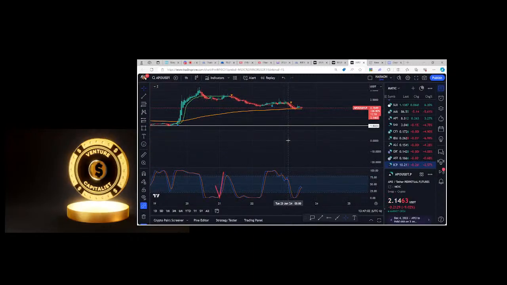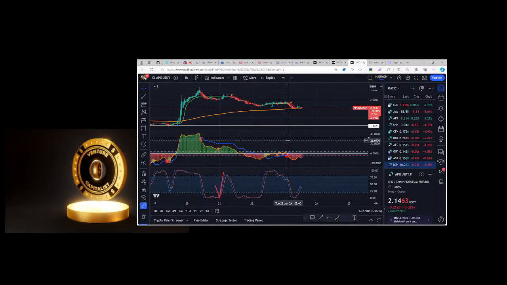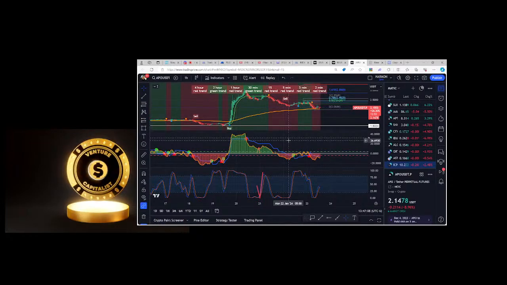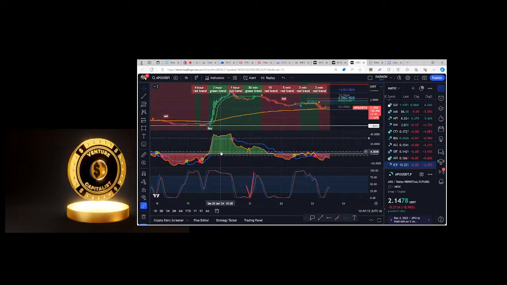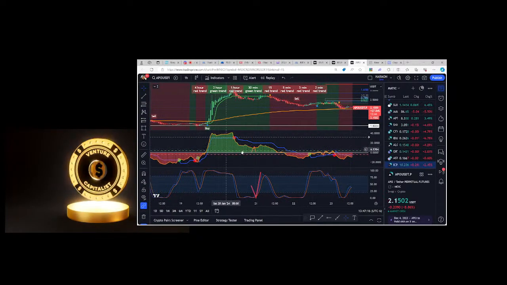Okay, so now let's go through the same scenario, right? So now let's look at the 1 hour, okay? Now when you look at the 1 hour here, you can see that there was just a big burst of 1 hour a little while ago. So now when you look at this trade, look at the 1 hour and see where all that green came in.